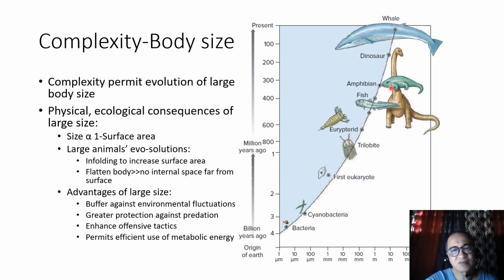They also have greater protection against predation because they are larger, they are much more capable of moving about, they are endowed with lots of choices where to go and with greater protection against predation. And they also have enhanced offensive tactics. And then the large size also permits efficient use of metabolic energy because of the presence of highly specialized organs and organ systems.